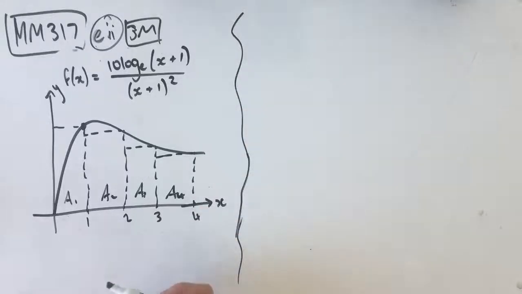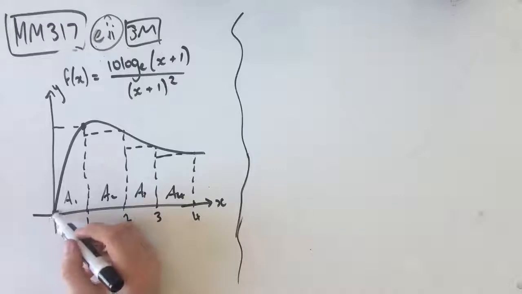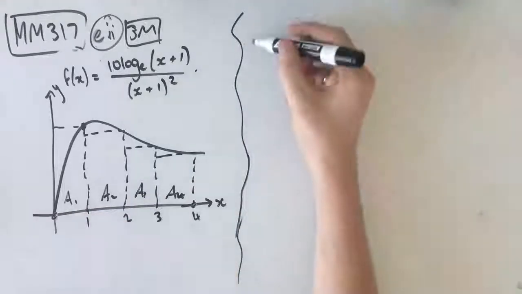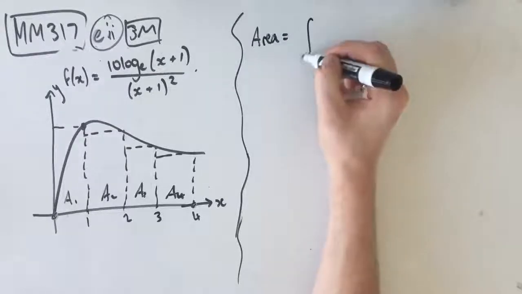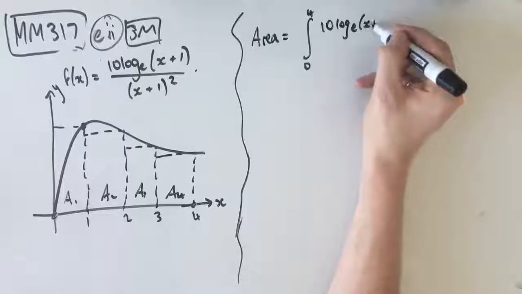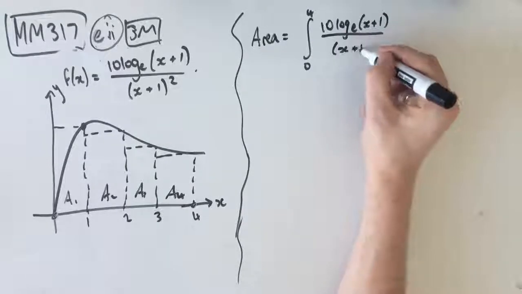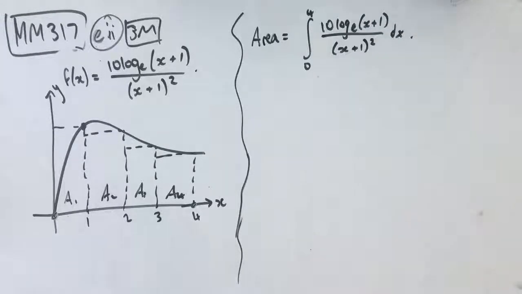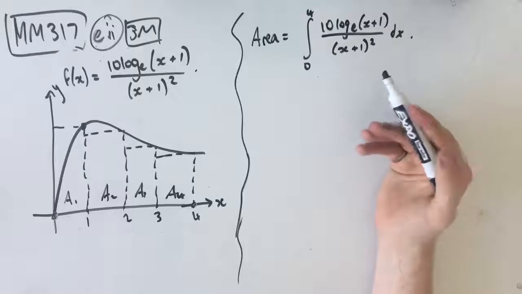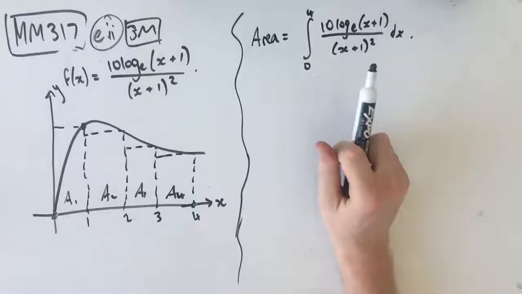So the exact total area is going to be the area from 0 to 4 under the graph of f of x, okay? So our area is going to equal the integral from 0 to 4 of 10 log e of x plus 1 over x plus 1 squared dx. That's going to give us our area. Now we could just put this in the CAS and get our answer, but because this is a 3-mark question, we actually do need to show a fair bit of working. So if you did that and just wrote the answer, you'd get 1 mark. You would miss out on the other 2. So you really need to show your understanding of how to do this.